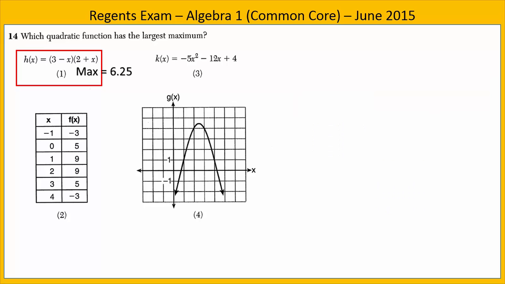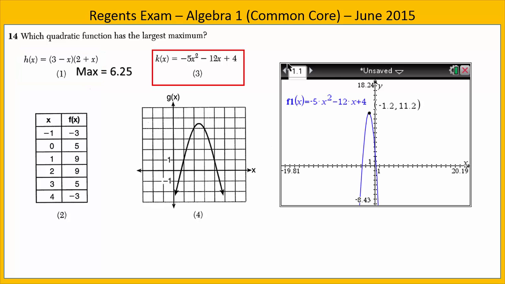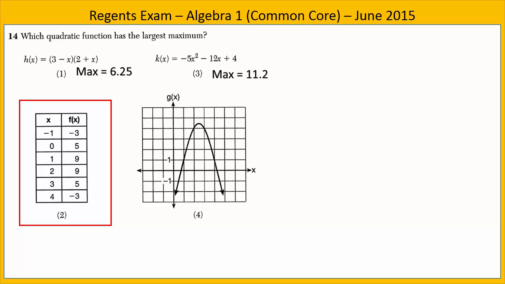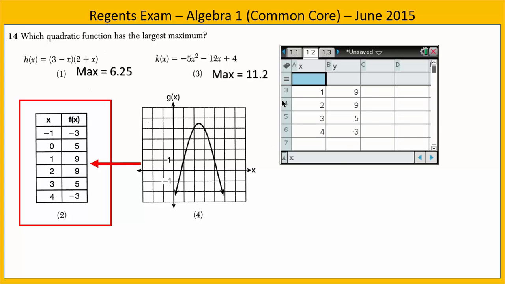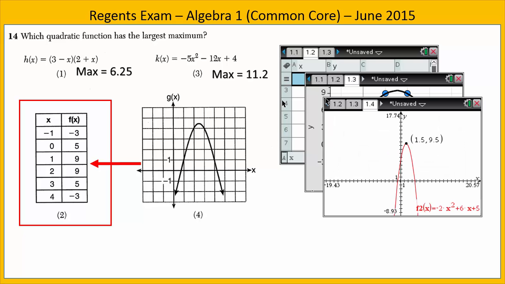Now, let's take a look at the second function. Again, let's put it in our graphing calculator and find the maximum. We find the maximum y value is 11.2, and so the maximum for choice 3 is 11.2. For the second option, we're given a table of values, and it looks like the maximum occurs somewhere between 1,9 and 2,9. We can find the equation for this graph by putting it into a list and spreadsheet and performing a quadratic regression. Take that equation, put it into the graph, and look at the largest value. 9.5 is the maximum for choice 2.